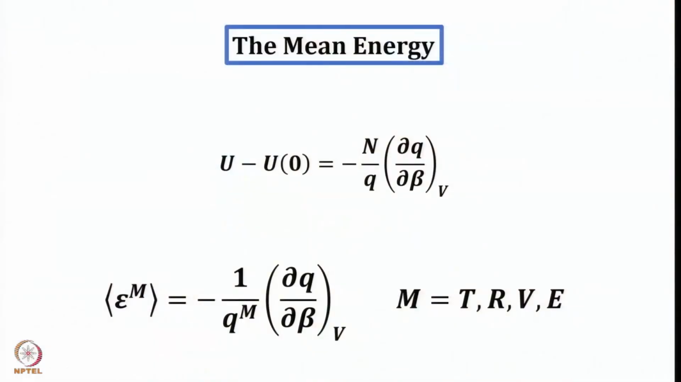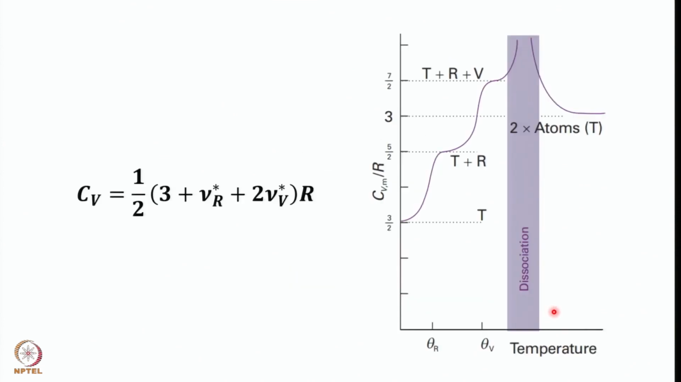Mean energy, which we discussed a couple of lectures before, is given by minus 1 by q_m, del q_m by del beta at constant volume, where this m mode represents translational, rotational, vibrational, electronic. And then we discussed in detail how to connect heat capacity at constant volume with the temperature derivative of mean energies.